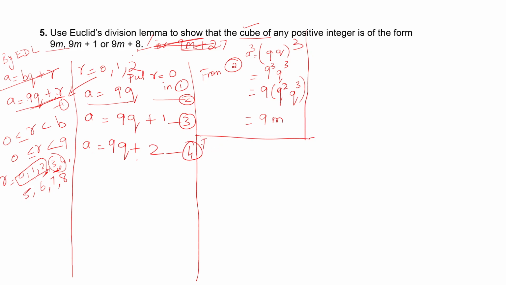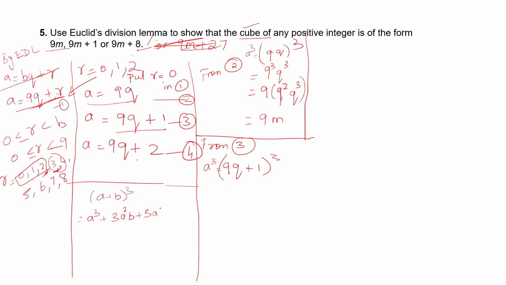So from 3, what is our third equation? You see, 9q plus 1. So a cube is equal to (9q plus 1) whole cube. What is the formula for (a plus b) whole cube? You all know. Anyway, I'll write that. a cube plus 3ab square plus b cube. Somebody might have studied in this way and some have studied in this way, but both are same.